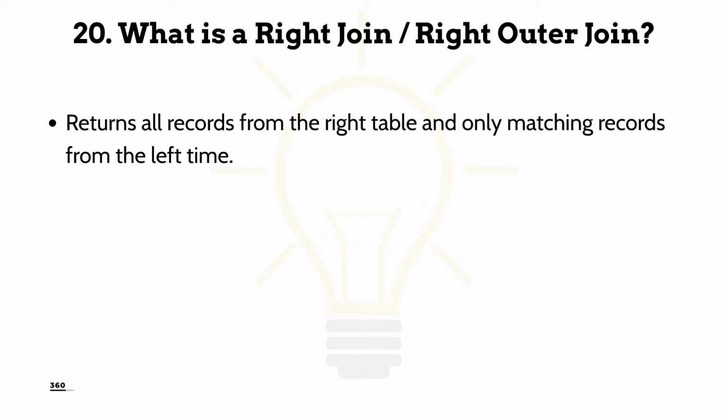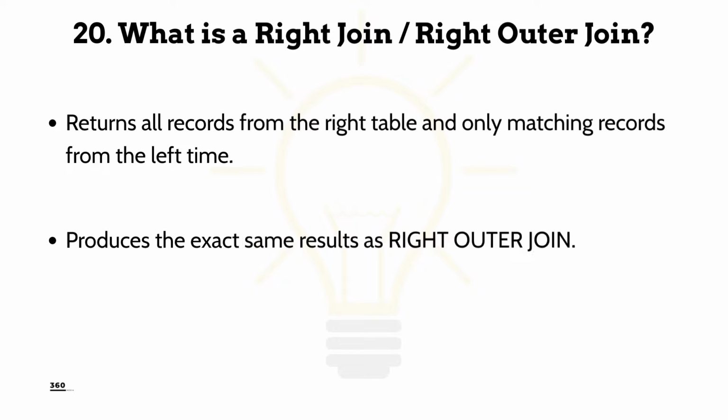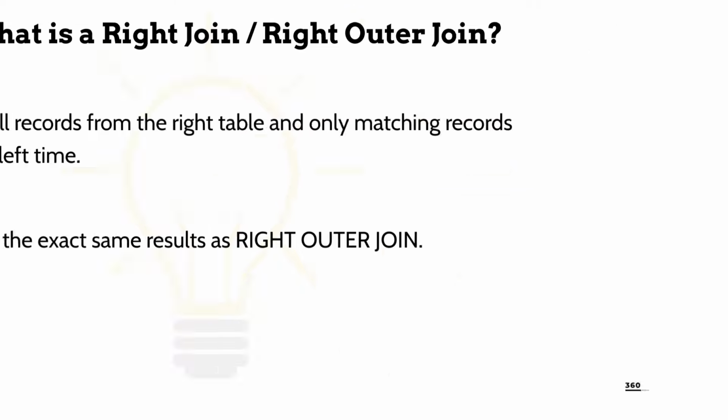So what is a right join? If we want all the records from the right table and only matching records from the left table, then we will use a right join or a right outer join. Yes. As mentioned previously, both syntaxes will produce the exact same results.